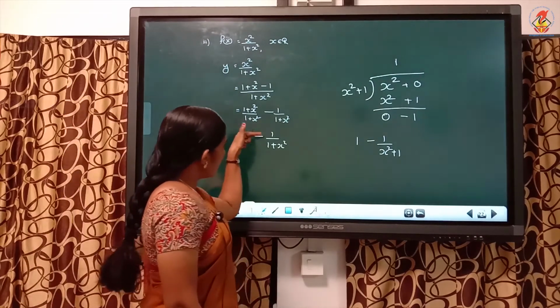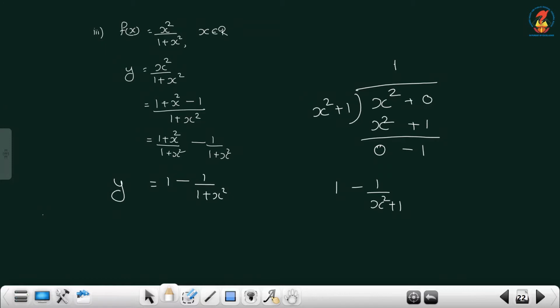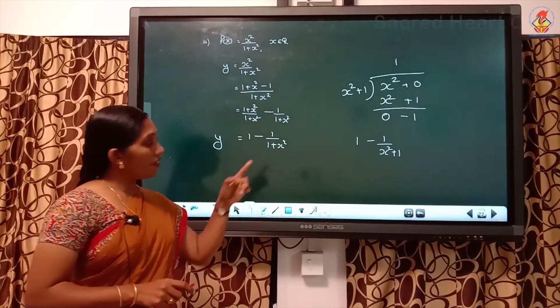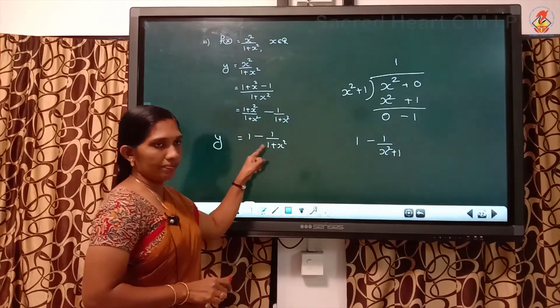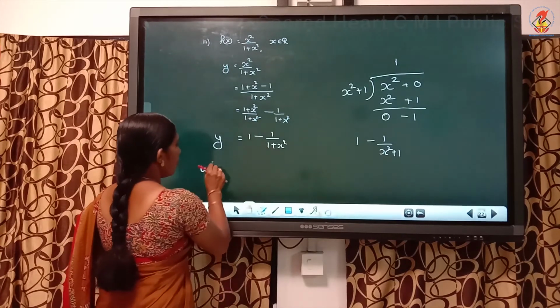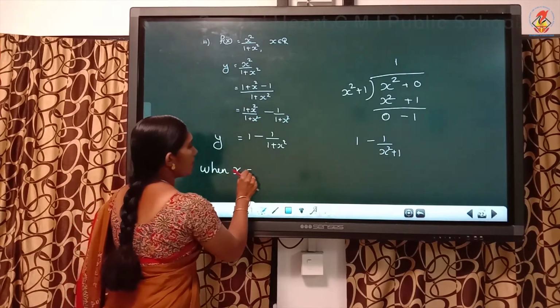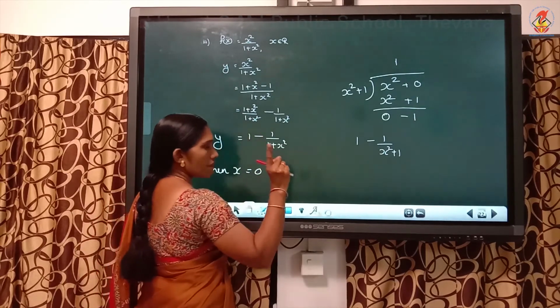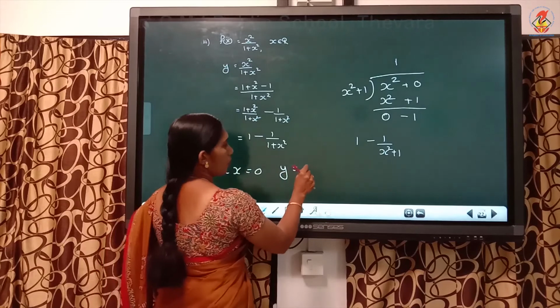Here, y = 1 minus 1 by 1 plus x square. This x square is a positive number, it cannot be negative. 1 plus x square, if x is 0, this can be 1. When x is 0, what is the y value? When x is 0, here 1. 1 by 1 is 1, so y becomes 0.